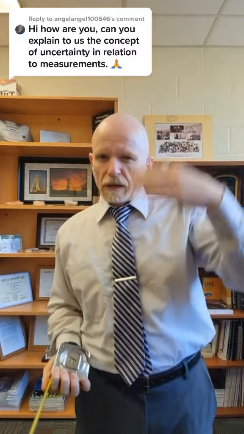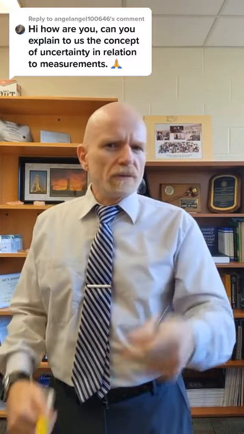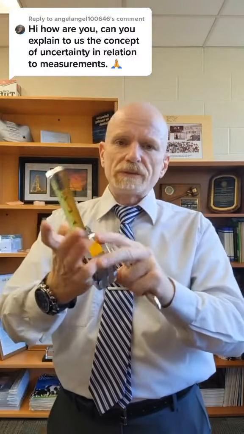You can say, well, it could be above or it could be below. Maybe it's right in the middle. Maybe it's closer to one side than the other. How do you communicate that when all you have to measure is a simple tape measure?